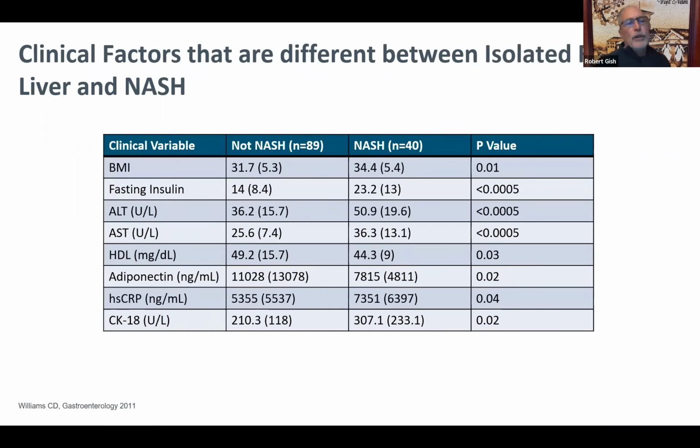What else can you do? You're going to look at AST and ALT in every patient. You're going to get a BMI in every patient. You're going to get a fasting glucose. You're going to get a hemoglobin A1C. And I strongly recommend getting a C-reactive protein. Adiponectin and CK18 are not commercially available. Of course, you're going to look at HDL, LDL, cholesterol, and triglycerides in all your patients.